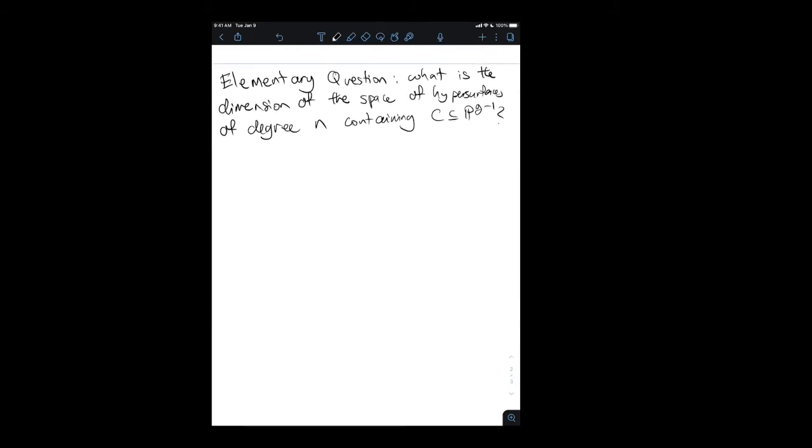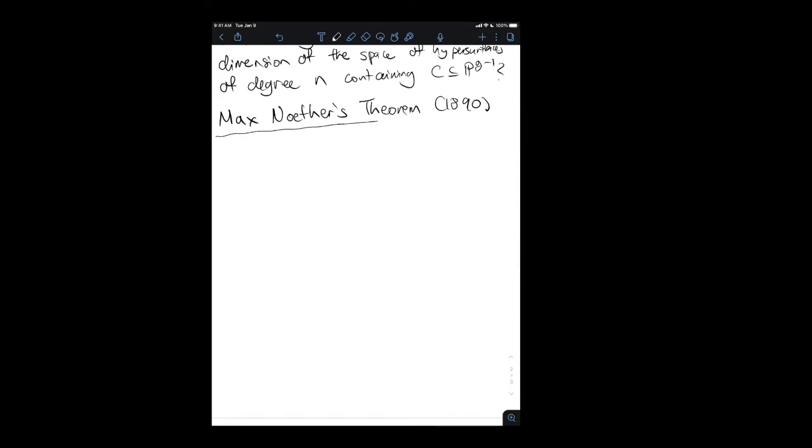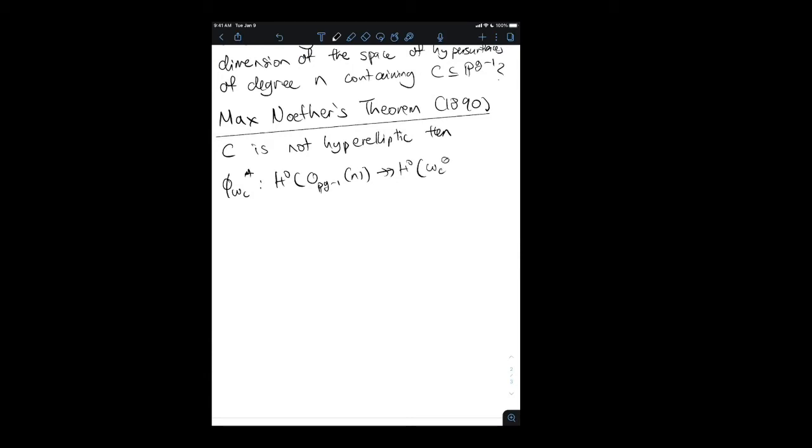comes to us from Max Noether's theorem from 1890, which I think is the first relevant theorem on this topic. It tells us that if C is not hyperelliptic, then the pullback under the canonical morphism of H^0(O(n)) is surjective onto H^0(ω_C^n).